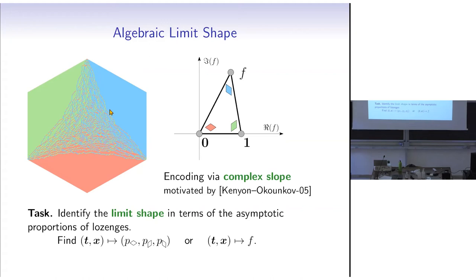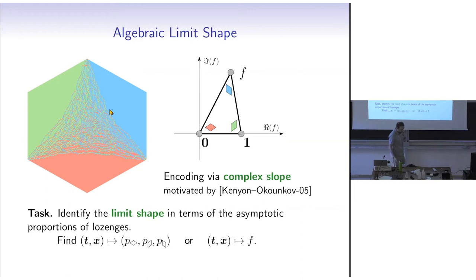And then you're trying to find what is this density of lozenges in this part of the picture or in that part of the picture. In other words, you need to identify this limit shape, which is some function on your domain, which gives you asymptotic proportions of lozenges of three types at that particular part of your domain. So that's what we want to do.